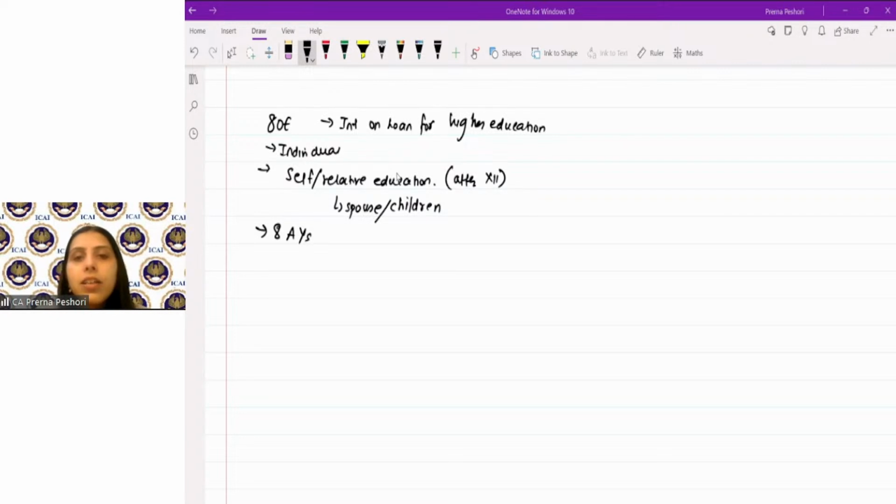Clear? Then next is in respect of 80EE. What is 80EE for? 80EE is for interest on loan borrowed for the house property. But this is for the loan sanctioned during previous year 16-17. So 80EE is not any more relevant because, as I said, this was a limited scheme which had come up during that point in time.